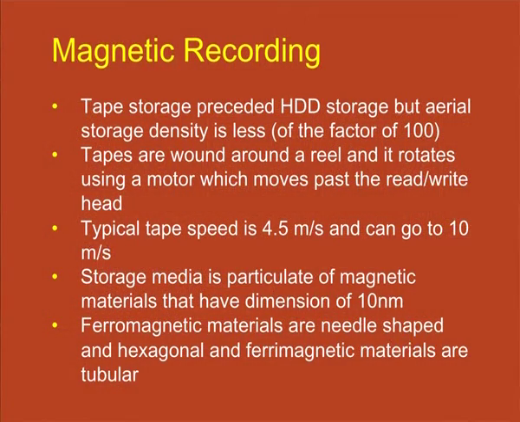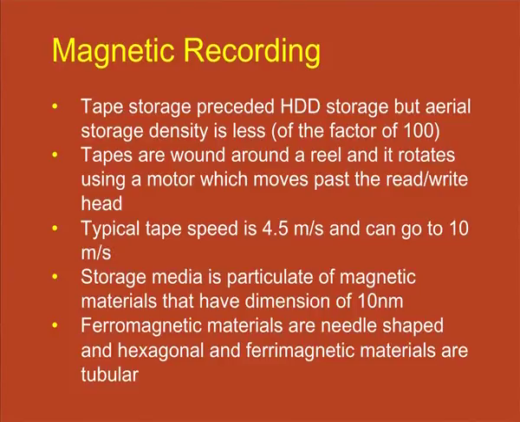Now, the next one is tape storage, which is also a device that can be used for storing information, and here the storage density is a little less than the hard disk storage devices that we discussed, by a factor of 100. Here the tapes are wound around a reel and it rotates using a motor which moves the tape past the read write head. Typically, the speed at which it moves is 4.5 meters per second to 10 meters per second.